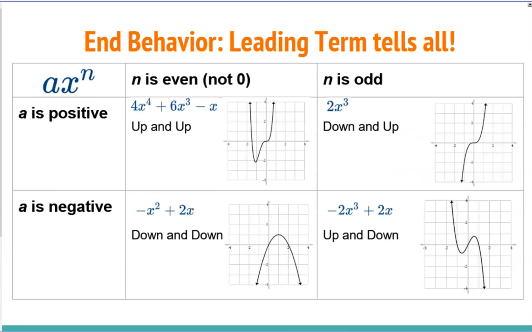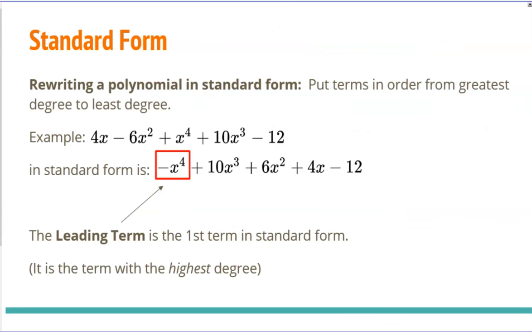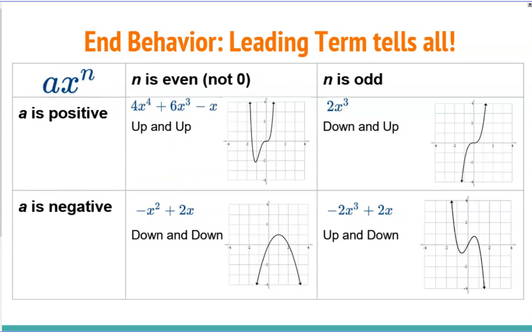Here we have end behavior. Remember, I told you back here that this leading term is going to help us with lots of information. This is the only piece you need to determine end behavior. Looking at your leading term, I need to know, is my a value going to be positive or negative? So that's my leading coefficient right here.